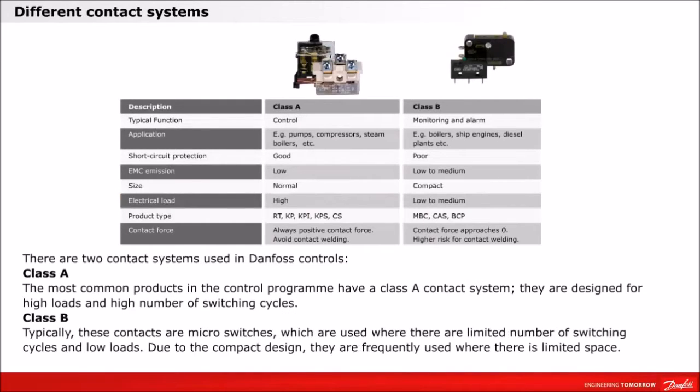There are two contact systems used in Danfoss controls, Class A and Class B. The most common products in the control program have a Class A contact system. They are designed for high loads and a high number of switching cycles. Typically, the Class B contacts are micro switches, which are used when there is a limited number of switching cycles and low loads. Due to the compact design, they are frequently used where there is limited space.